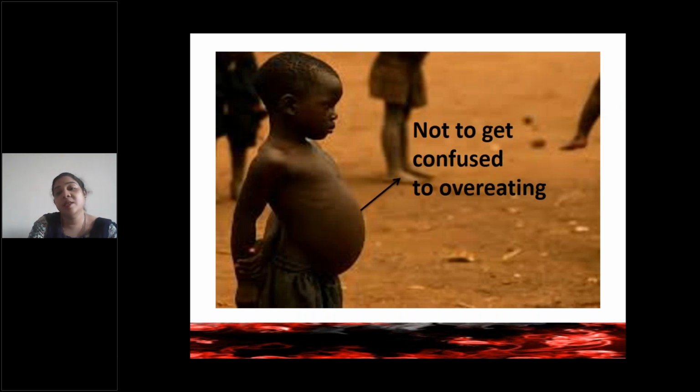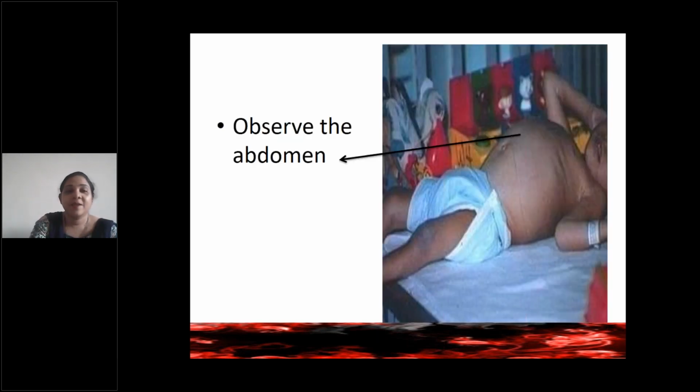See this protruding belly. Not to be confused with overeating. Observe the abdomen, how it is.